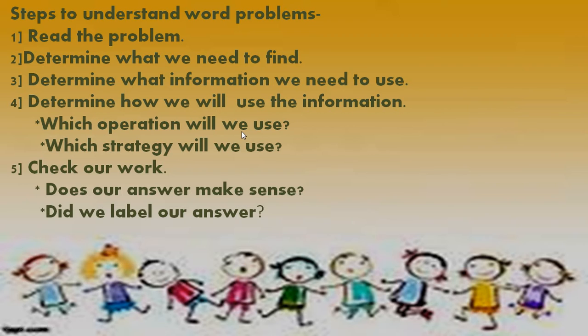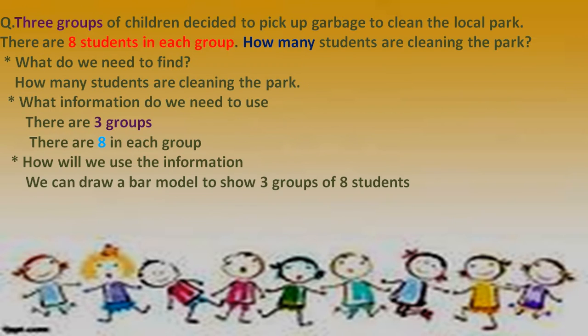You know that there are 4 operations. Out of that we have understood addition, subtraction and multiplication. Which strategy we will use. Then last, check our work. Does our answer make sense? Did we label our answer properly? So these are the steps that we will have to understand and then solve the word problem.